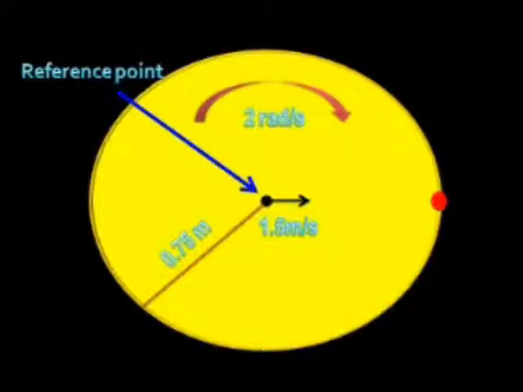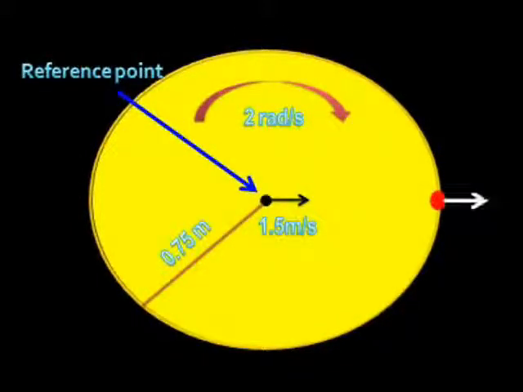Because the reference point and this point are rigidly connected, it will surely be that one of the velocities of this point is 1.5, which is the white velocity. There is another velocity here. This is because while moving, the cylinder is rotating at 2 radians per second. This is in the downward direction because the cylinder is rotating clockwise. The white velocity is the translational velocity, and the red one is the rotational velocity.